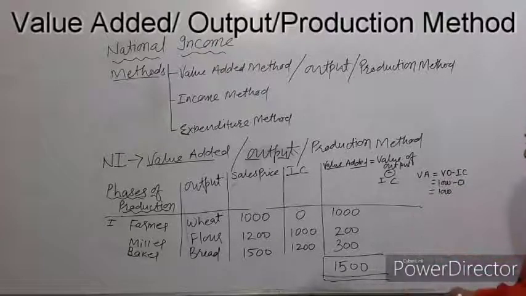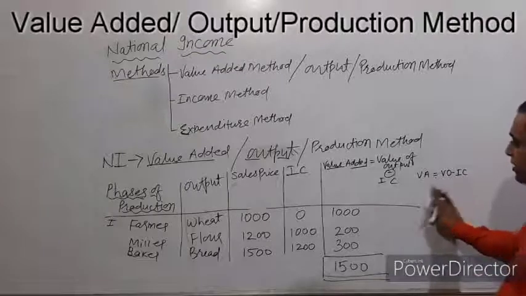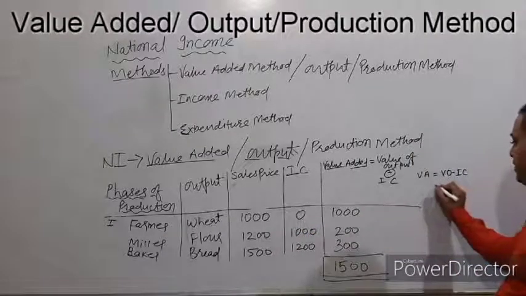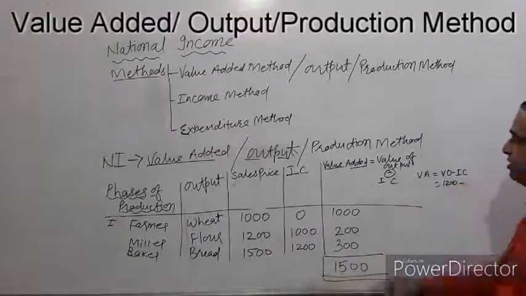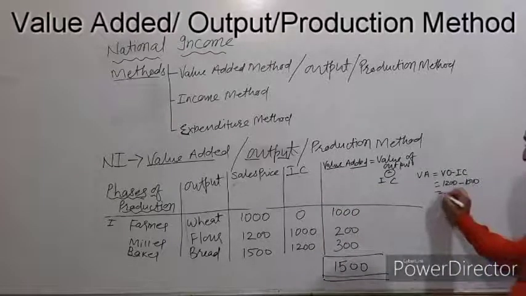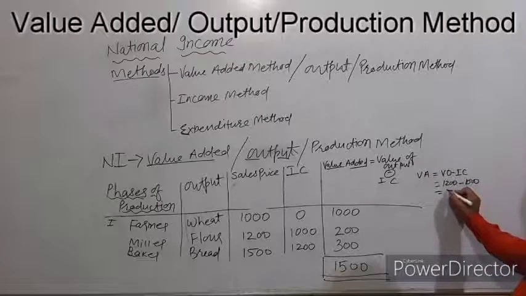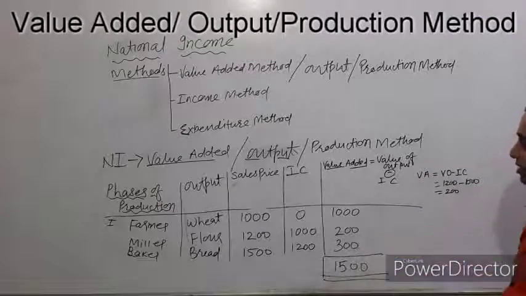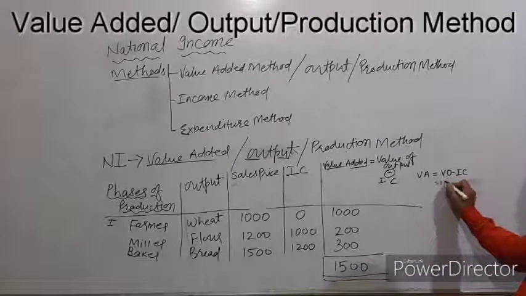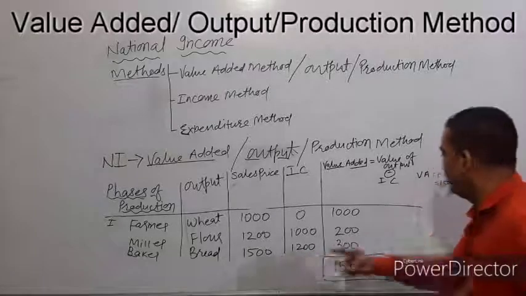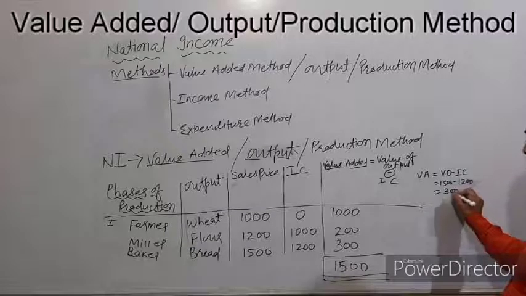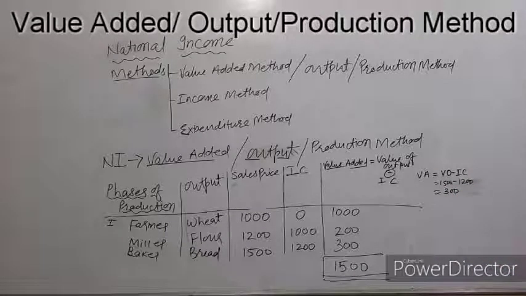Next one, if you want to understand the next step, what is the next? The value of output here is 1200, right? What is the intermediate consumption? 1000, so here we write 1000. What is the value addition? 1200 minus 1000, which means 200. Here we have written it. Same as if you want to see here, 1500 is the value of output, intermediate consumption is 1200. What is it here? 300. 300 is the value added.